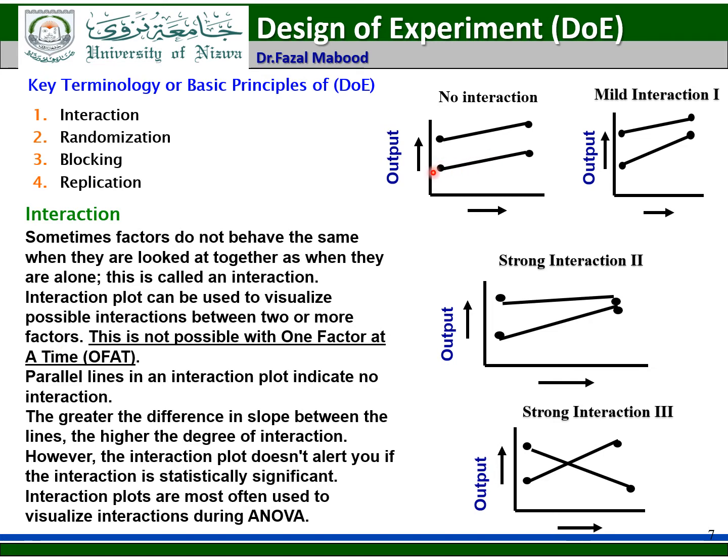Here you see the slope of this variable and the slope of this variable, they are similar, so having similar slope. Okay, so there is no interaction effect. Here in this case you see they have different kinds of slopes, so they have mild interaction. In this case here you see there is a strong interaction effect, and here you also see a strong interaction effect. So with the help of design of experiment, we can see the interaction effect among the variables or factors that we couldn't see with a one factor at a time experiment.